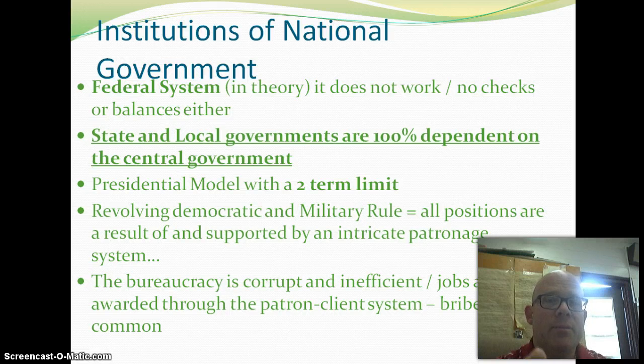All right, the bureaucracy, corrupt. It does create an opportunity for some upward mobility, creates a middle class in Nigeria, but the system is very inefficient. Jobs are awarded through that patron-client system, kind of like the patronage system of the old U.S. government prior to the civil service reforms. And bribery is institutionalized. It's part of the system. Again, corruption has been institutionalized in Nigeria, and if you're going to do business in Nigeria, you have to understand that corruption and bribery are going to be part of the equation.